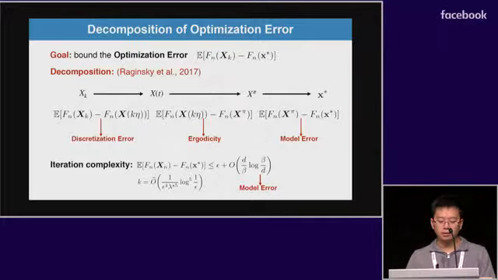The first term is the discretization error between the discrete time process and the continuous time dynamics. The second term characterizes how fast the continuous time dynamics converges to its stationary distribution. And the last term is the distance between the stationary distribution of Langevin dynamics and the global minimizer. It is proved that GLD converges to a neighborhood of the global minimizer up to the model error after 1 over epsilon to the power of 4 iterations. This iteration complexity is rather high since they have a very large discretization error term.